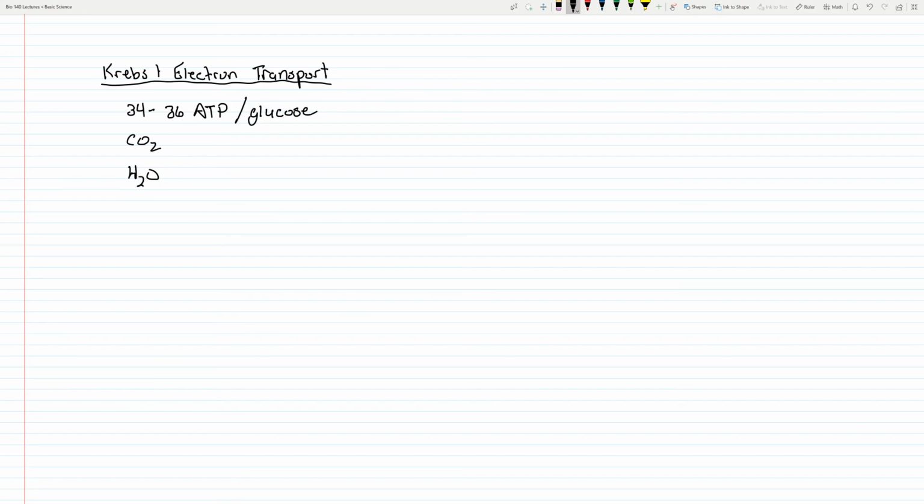So total ATP production from both glycolysis and what's called oxidative phosphorylation, the combination of Krebs and electron transport, is about 36 to 38 ATP. 36 to 38 ATP is the grand total of ATP.